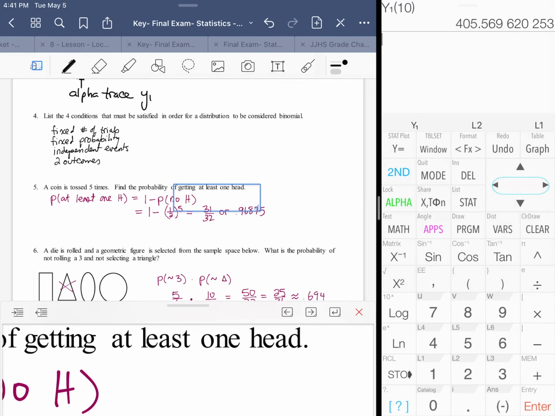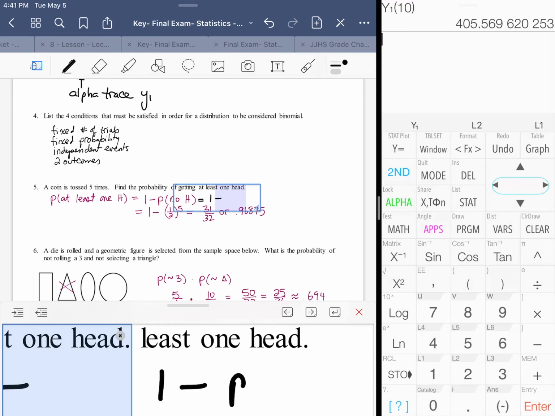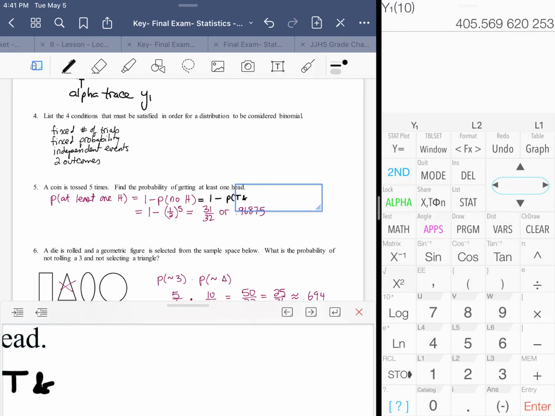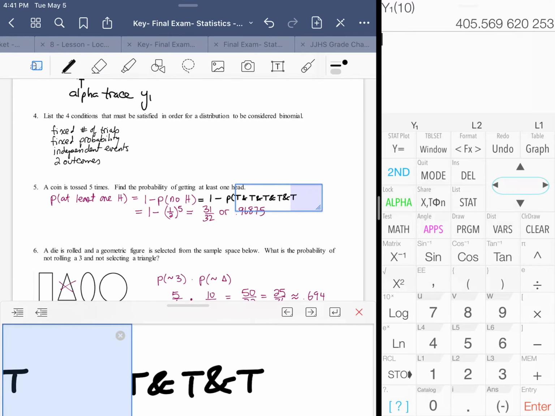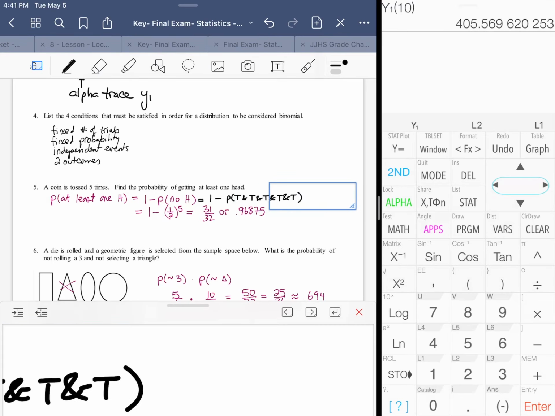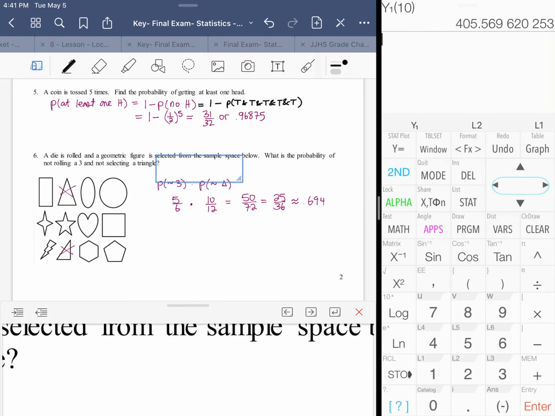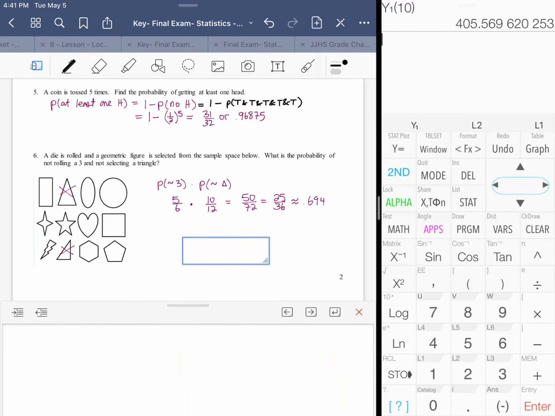When you're talking about at least 1, it's 1 minus the probability of not getting any. So the probability of getting no heads, and I'll just annotate this a little bit, would be the same as 1 minus the probability of getting a tail and a tail and a tail, 3 tails, 4 tails, 5 tails. Since the probability of getting a tails in a fair coin is 1 out of 2, and 'and' means multiplication, this would be 1 out of 2 to the 5th power. And the rest is calculator work.